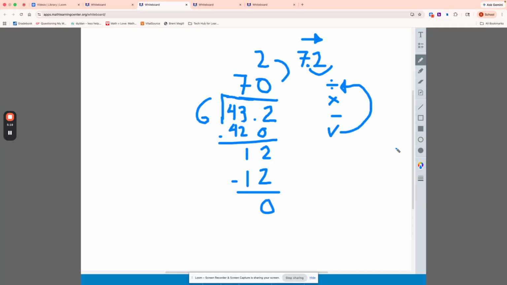Also, I want you to look at our process for dividing. When we divided a decimal number here, okay, look at this. Did our process change versus when it was a whole number? Did anything change?